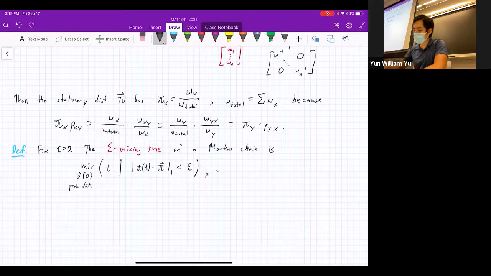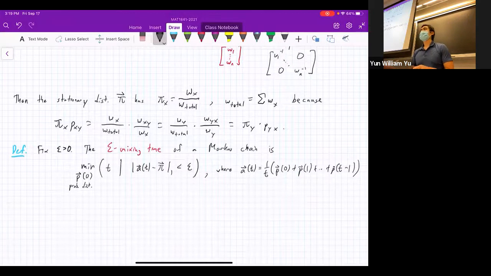And of course, here we're using the same notation as last time, where our vector a of t is equal to 1 over t times p of 0 plus p of 1 plus dot dot dot plus p of t minus 1. Again, we're not doing just p of t because weird stuff happens with certain types of graphs and parity issues. So instead, we're taking this average probability distribution as time goes on.